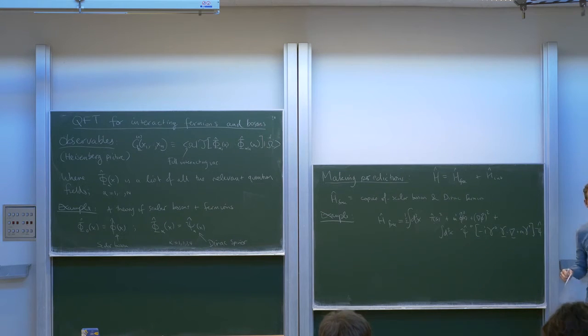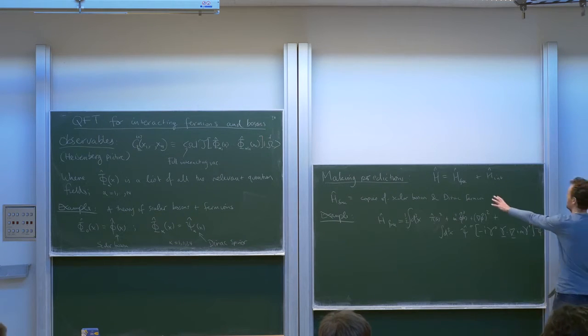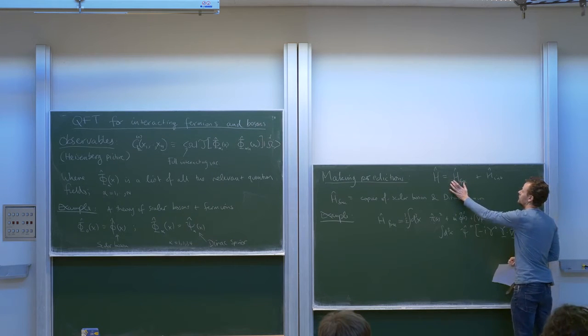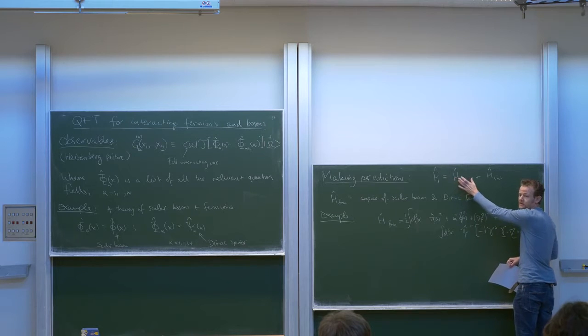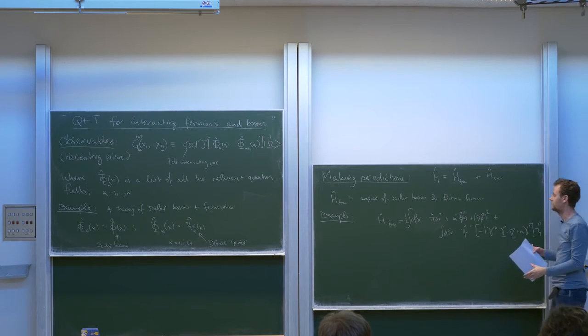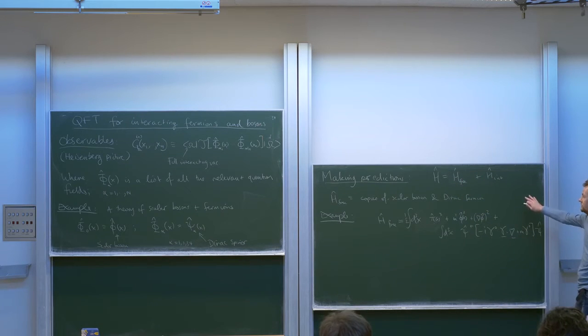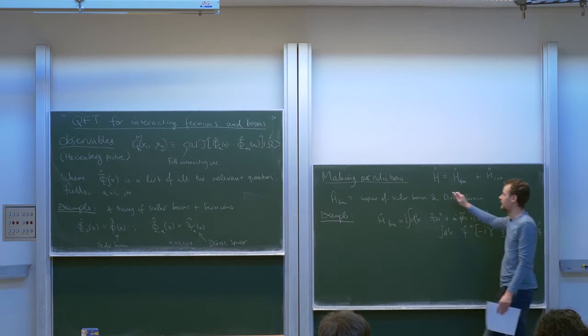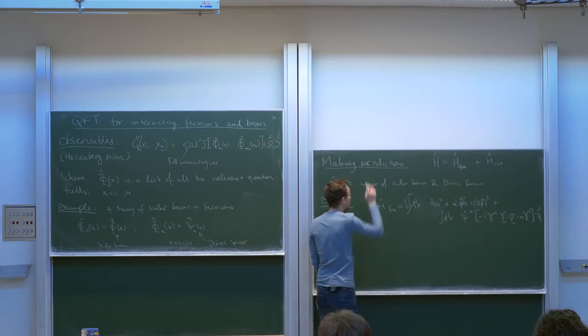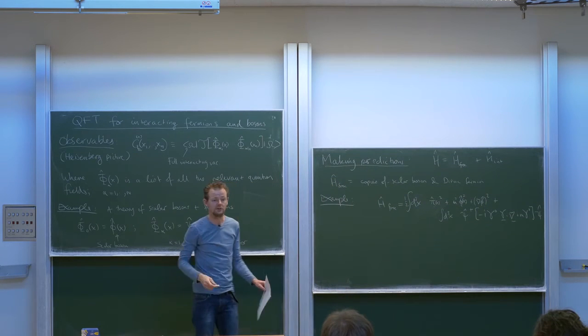So you take this kind of setting where you have free systems which you understand completely. The task here is to use your full understanding of the free system to gain some understanding of the interacting system. So you make predictions by, in the perturbative framework, setting up your Hamiltonian thus. And of course, H_int is the bit that allows these particles to interact with each other.